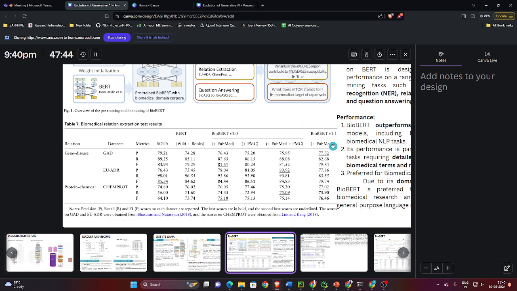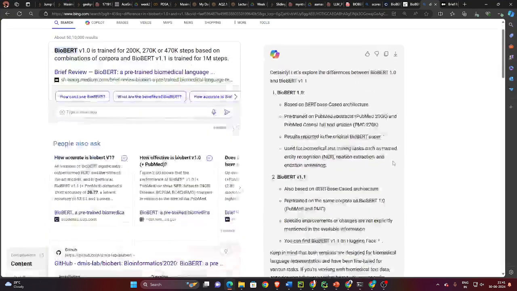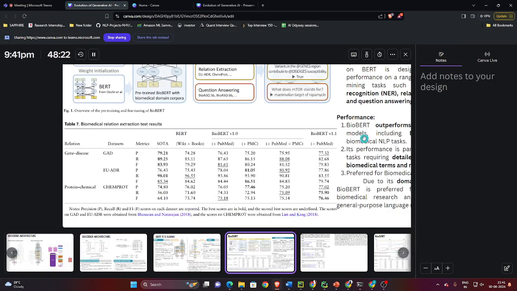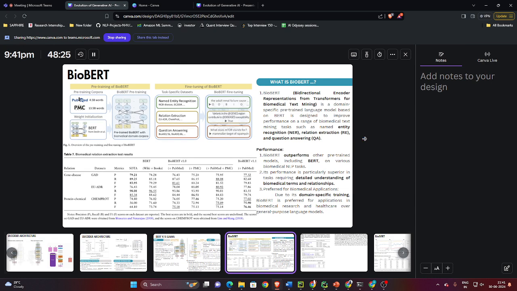When 1.1 came, it added more PubMed, the amount that wasn't completely free, had some paid information from PubMed. It added those datasets as well and brought it to 1 billion training steps, almost more than double of what the final version of 1.0 had. That was all about it. Other than this, there wasn't any such specific update. But yeah, there was a massive results update that was noticed between version 1.0 and 1.1.